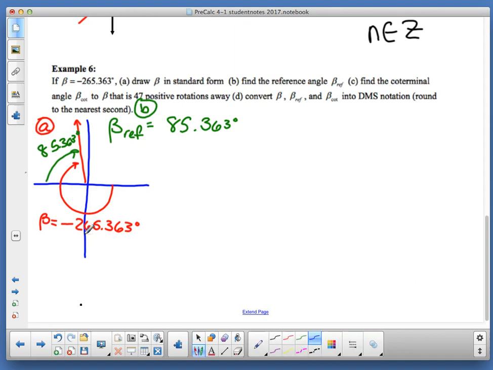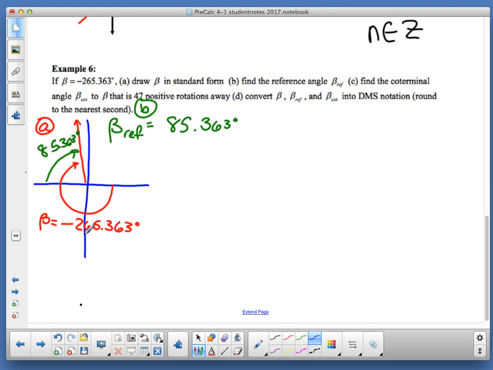In C, find the coterminal angle, beta coterminal, to beta, that is 47 positive rotations away. And people are like, what? Okay, let's talk about it. If I'm a snowboarder and I spin around once, how many rotations is that? 1. How many degrees is that? 360. We're working with degrees. If I do it twice, it's 720. If I do it 3 times, are you starting to get this? 3 times 360, 4 times 360, 5 times 360.